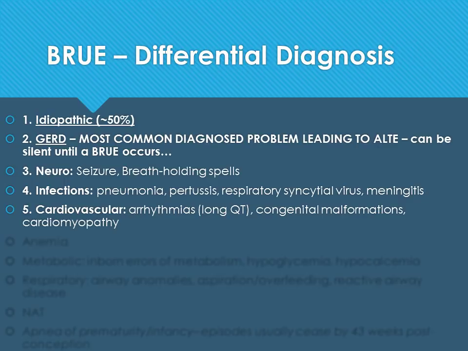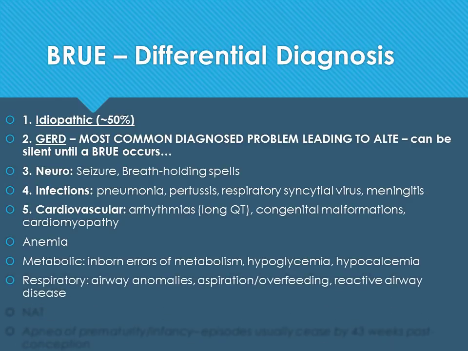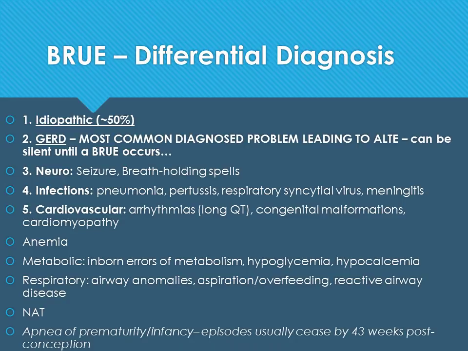And then there's kind of an endless list of other possible differentials. Anemia, inborn errors of metabolism, other respiratory issues, non-accidental trauma, which unfortunately has to be on any list when we're talking about a BRUE. Apnea of prematurity or infancy, right? That should go away completely by the time the infant is 43 weeks post-conception.